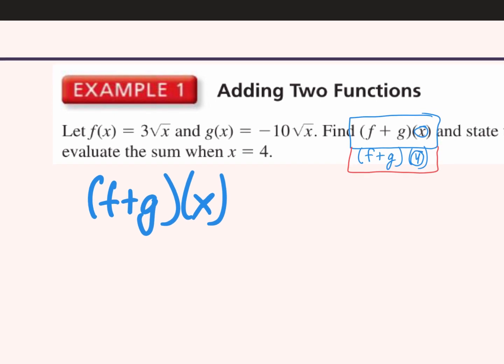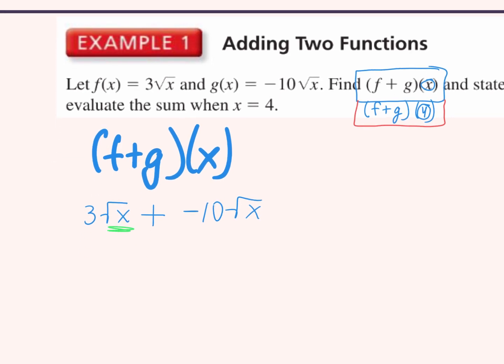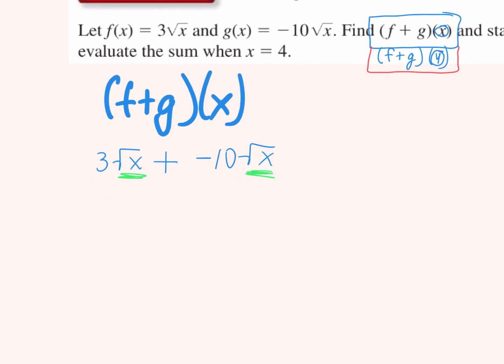X's, okay? So your f function is 3 square root of x plus, what is the g function? Negative 10 square root of x. Can I combine these two? Do they have the same last name? Do they have like terms? Yes, I have 3 and a negative 10. If I say 3 plus negative 10, what does that give me? Negative 7. So you would answer this question. You would say f plus g of x equals negative 7 times the square root of x. That's leaving your answer in terms of x.